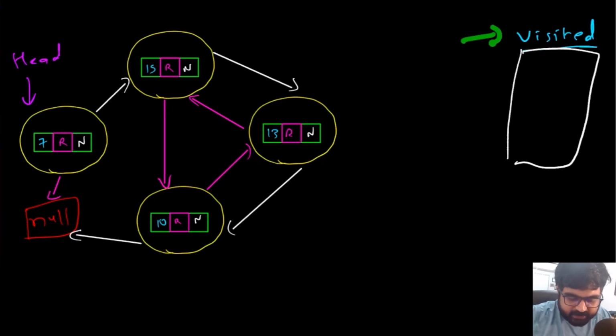First we will check whether that particular node has been visited or not. If it has been visited, we will skip it. If it has not been visited, we will add an entry over here and we will create its clone node, and we will keep on repeating the same process.